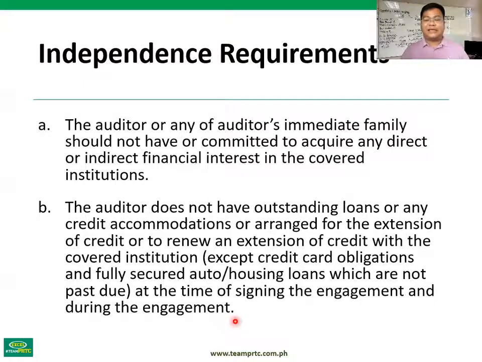Take note also that in case of partnerships, the prohibition should also apply to partners and the auditor in charge of the engagement, because these loans are also considered a financial interest between the auditor and the bank. But there are exceptions. The exceptions are credit card obligations that are also available to other credit card holders and fully secured auto and housing loans. So meaning to say, even if an auditor has this type of obligations with the bank, they are allowed to audit or they are allowed to be accredited as external auditors of banks.